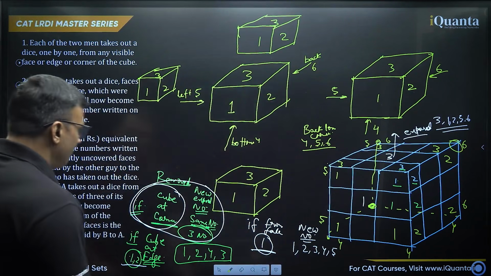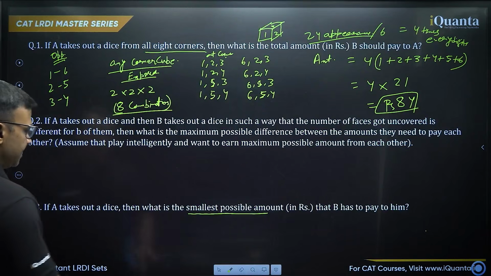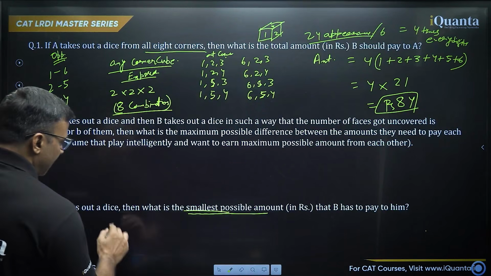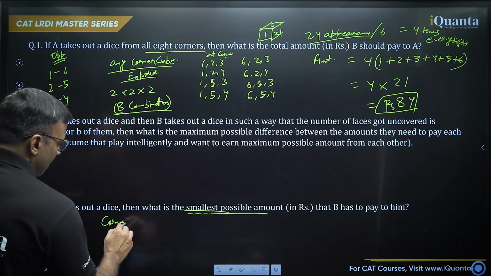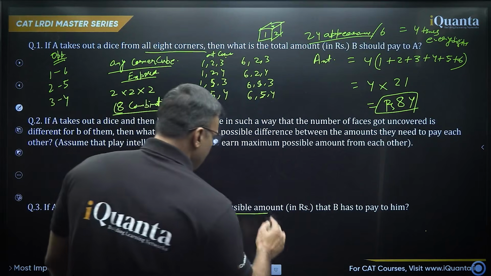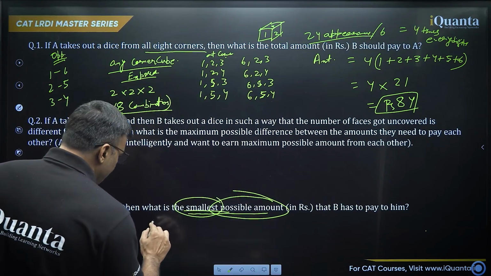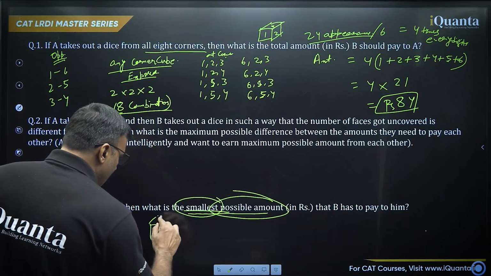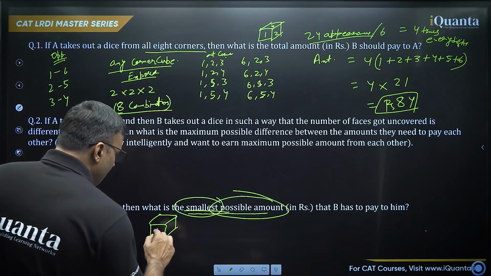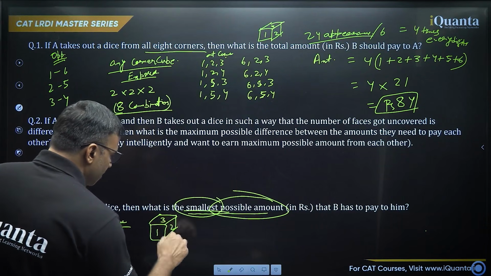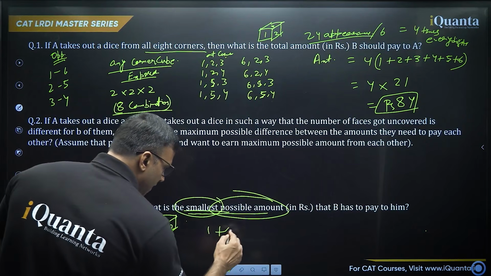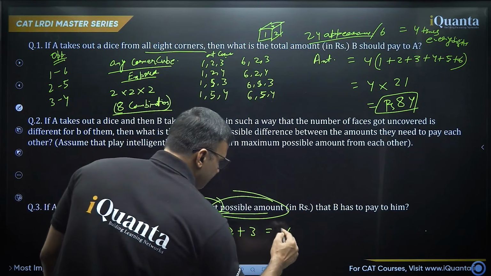So what should I do? I should focus on fewer surfaces. So for the smallest, I should go for a corner. And for a corner, if I want the least amount to pay, the original exposed numbers should be the smallest ones. So I'll take this cube in which 1, 2 and 3 were visible. So the new numbers will also be 1, 2, 3. So the smallest amount is 1 plus 2 plus 3, that is 6 rupees.